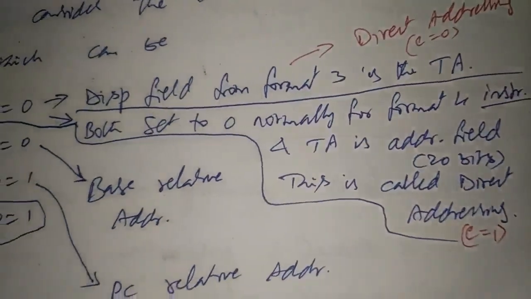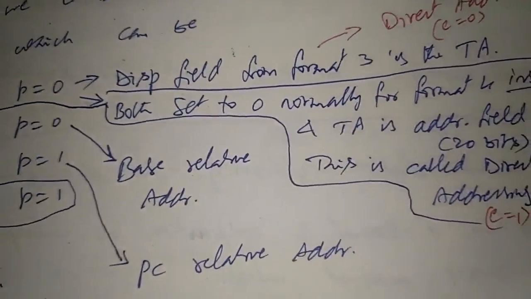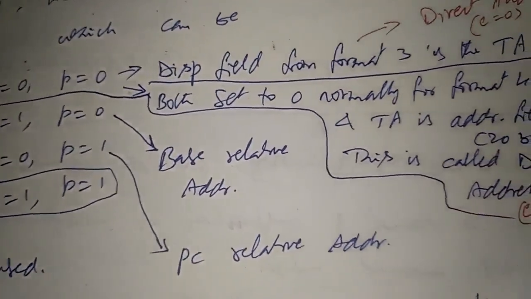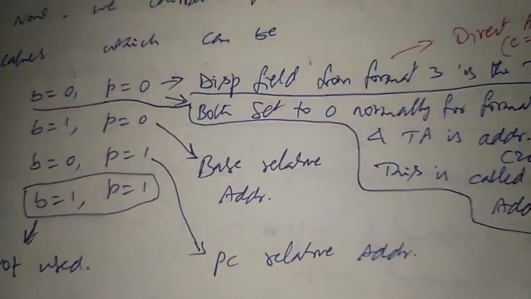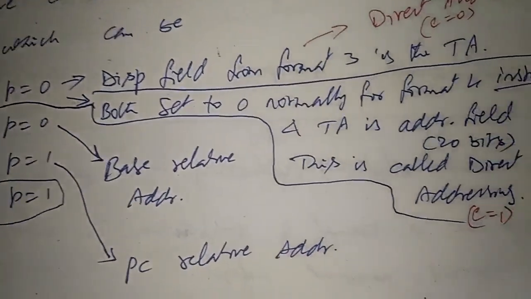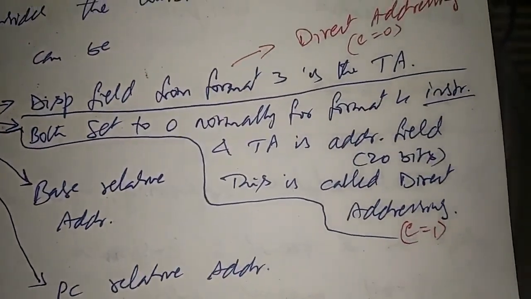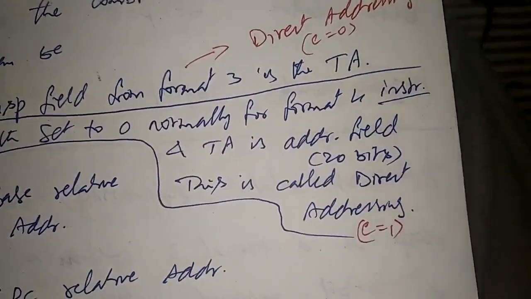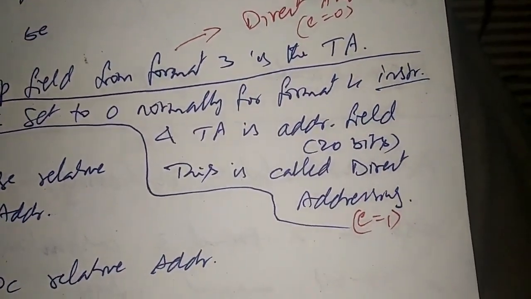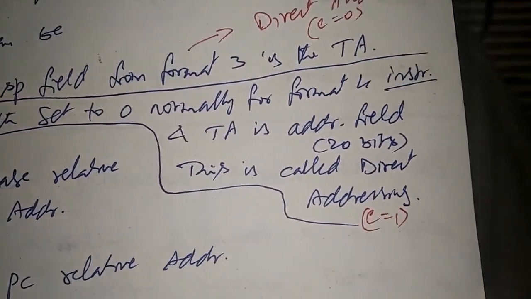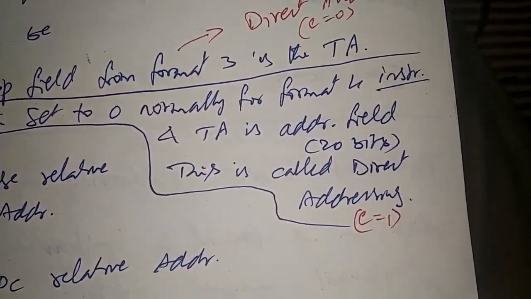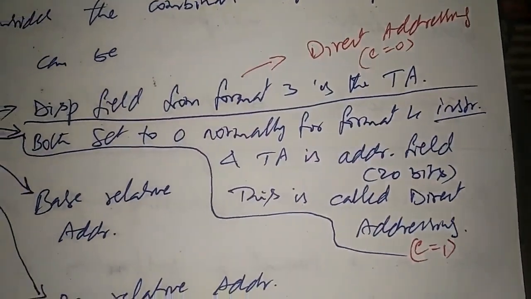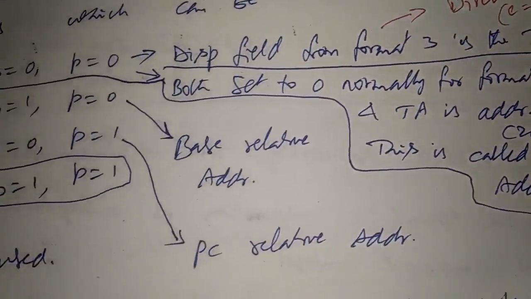So how do we differentiate between format 3 and format 4? Because in both cases we have B and P as 0, but in format 3 the value of E is set to 0, whereas in format 4 the value of E is set to 1. That is the only difference. In format 4 directly the address is taken. In format 3 the displacement is taken.